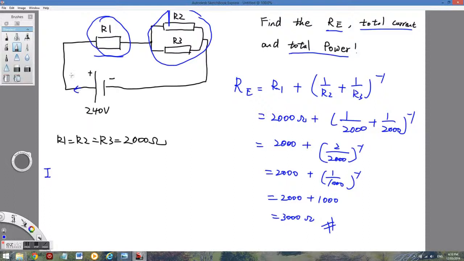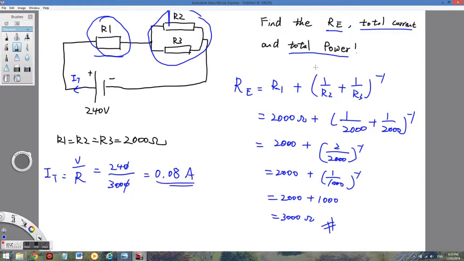Now let's find the total current. The total current will be the voltage divided by the resistance. V equals IR. So 240 divided by the total resistance. Do your calculation. It should be 0.08 amps this time. Yep, should be alright.